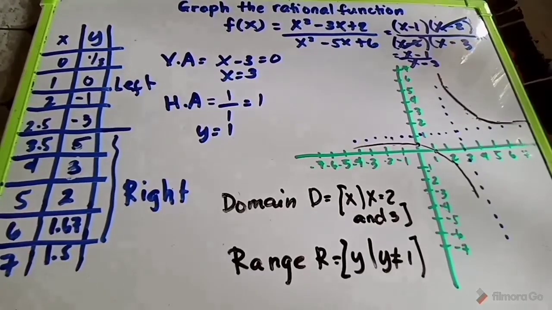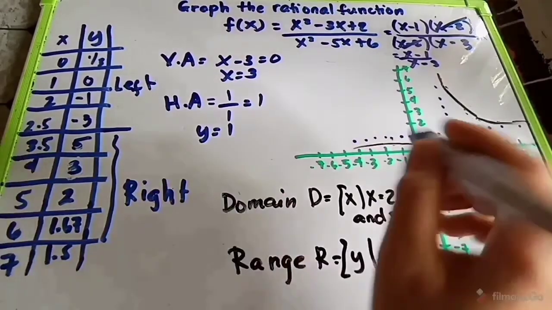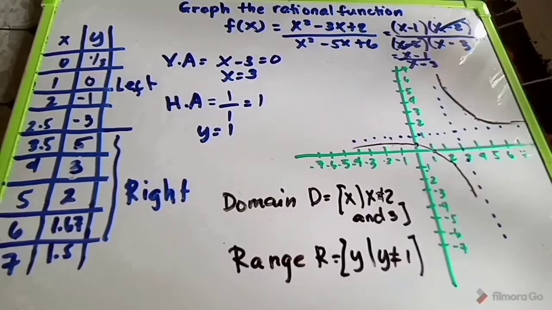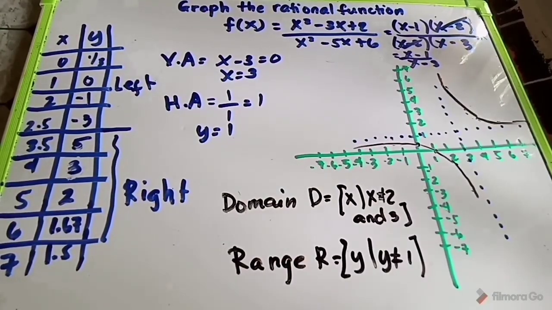So take note, not only those values. So guys, this will be our rational function, x squared minus 3x plus 2 divided by x squared minus 5x plus 6. So this is our graph of our rational function.